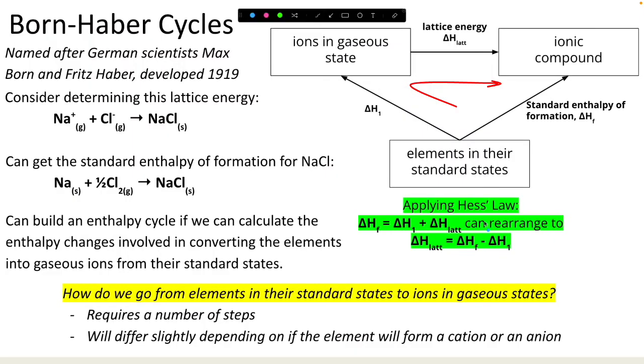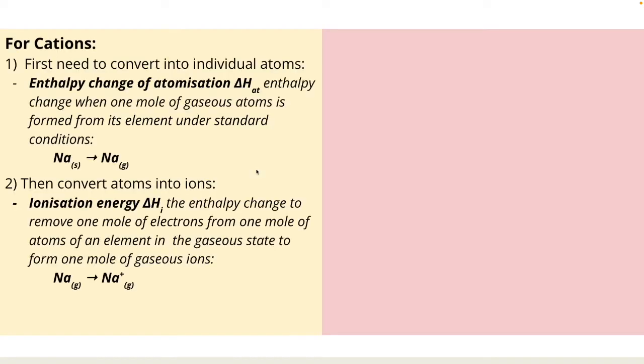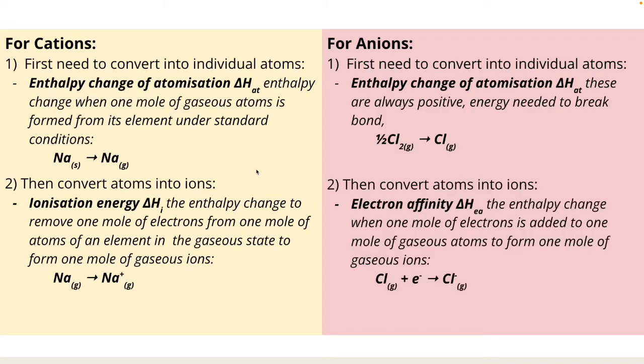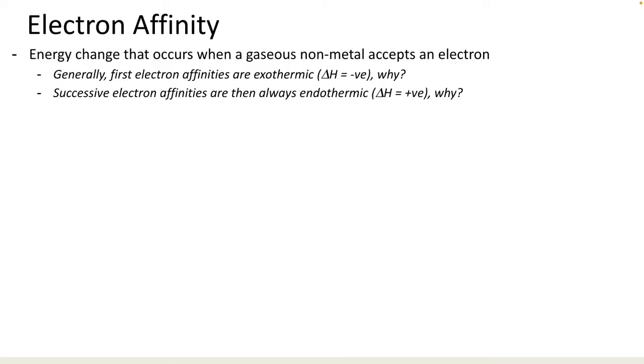So these number of steps all have to be done to go from elements in their standard states to the ions in their gaseous state. Let's start to put it together by first considering our electron affinity, which is something we haven't looked at yet. It's the energy change, the enthalpy change that occurs when a gaseous non-metal accepts an electron.